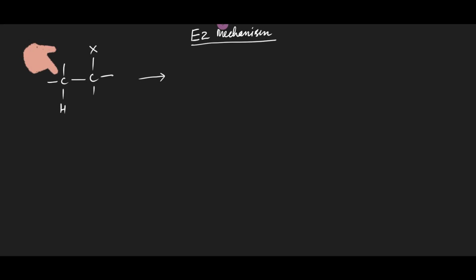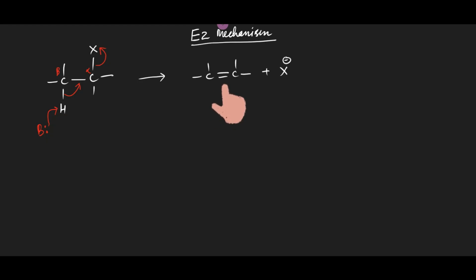We will discuss the E2 mechanism first. Consider this molecule. X is the leaving group here. This carbon must have hydrogen attached. This is called the alpha carbon, and the immediately attached carbon is called the beta carbon, which has hydrogen attached. The base abstracts this beta proton, so that its bonding pair is retained to form a double bond between alpha and beta carbon, and at the same time, X leaves along with the bonding pair. This results in the formation of a new pi bond between the two carbons which lost the two atoms.